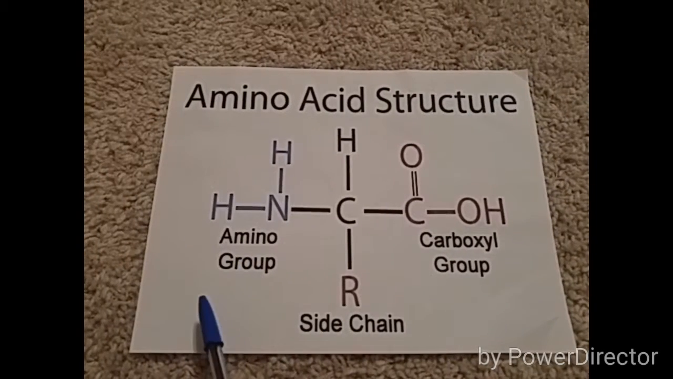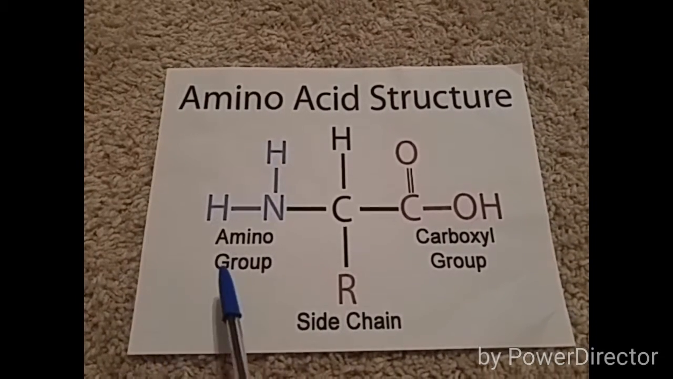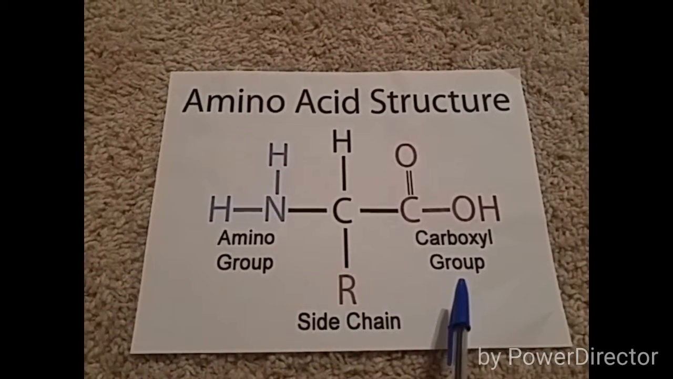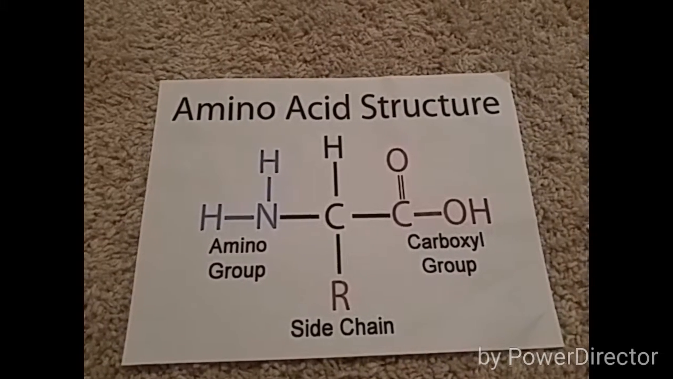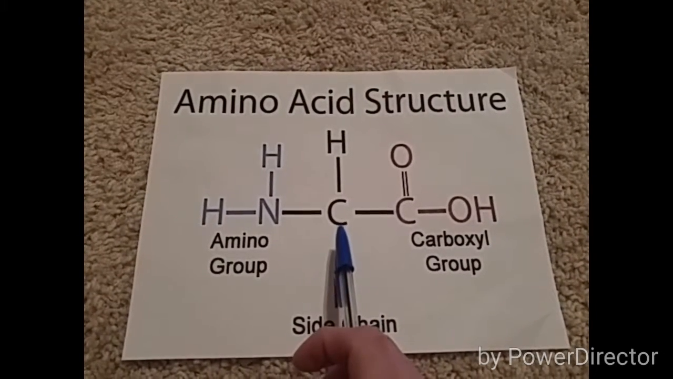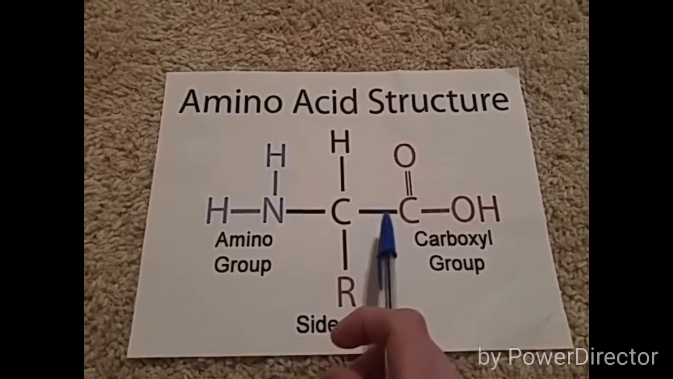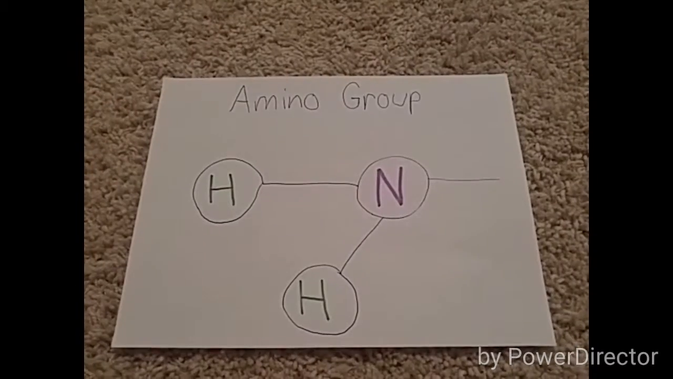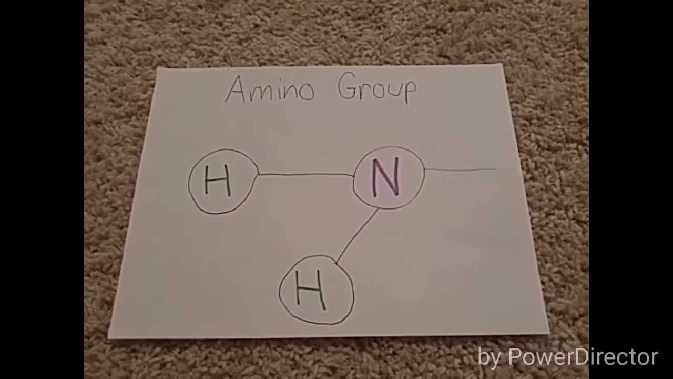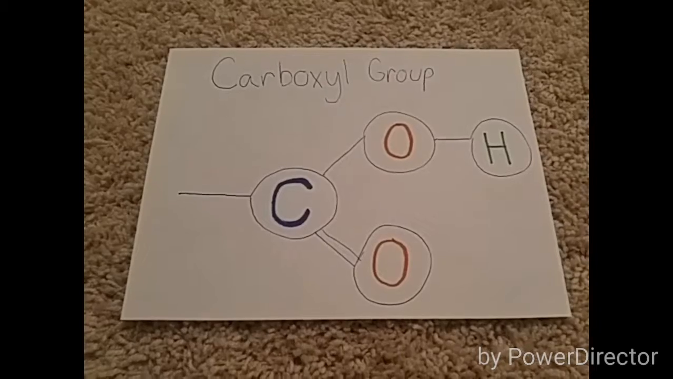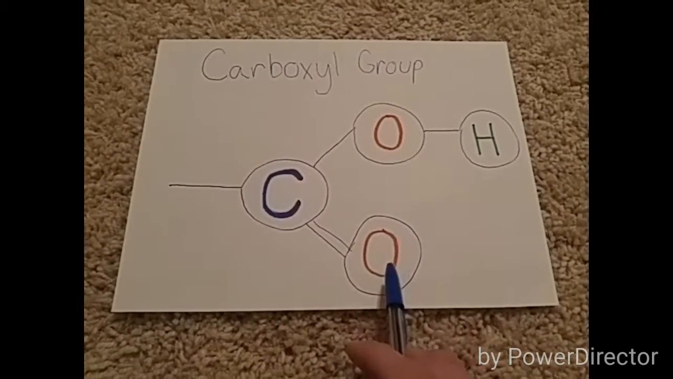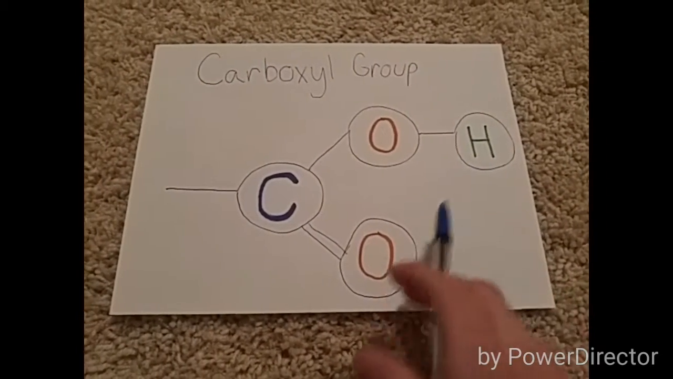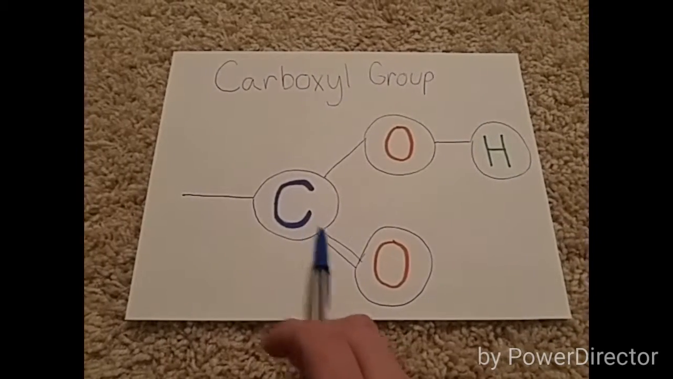The structure of an amino acid consists of 3 major parts: the amino group, the side chain, and the carboxyl group. Amino acids also have what's called a 2-carbon bond, meaning that one of the carbons is connected to the amino group and the other carbon is connected to the carboxyl group. The amino group consists of 1 nitrogen atom and 2 hydrogen atoms. The carboxyl group consists of 1 carbon atom, 2 oxygen atoms, and 1 hydrogen atom. The carbon atom is double bonded to the lone oxygen atom.